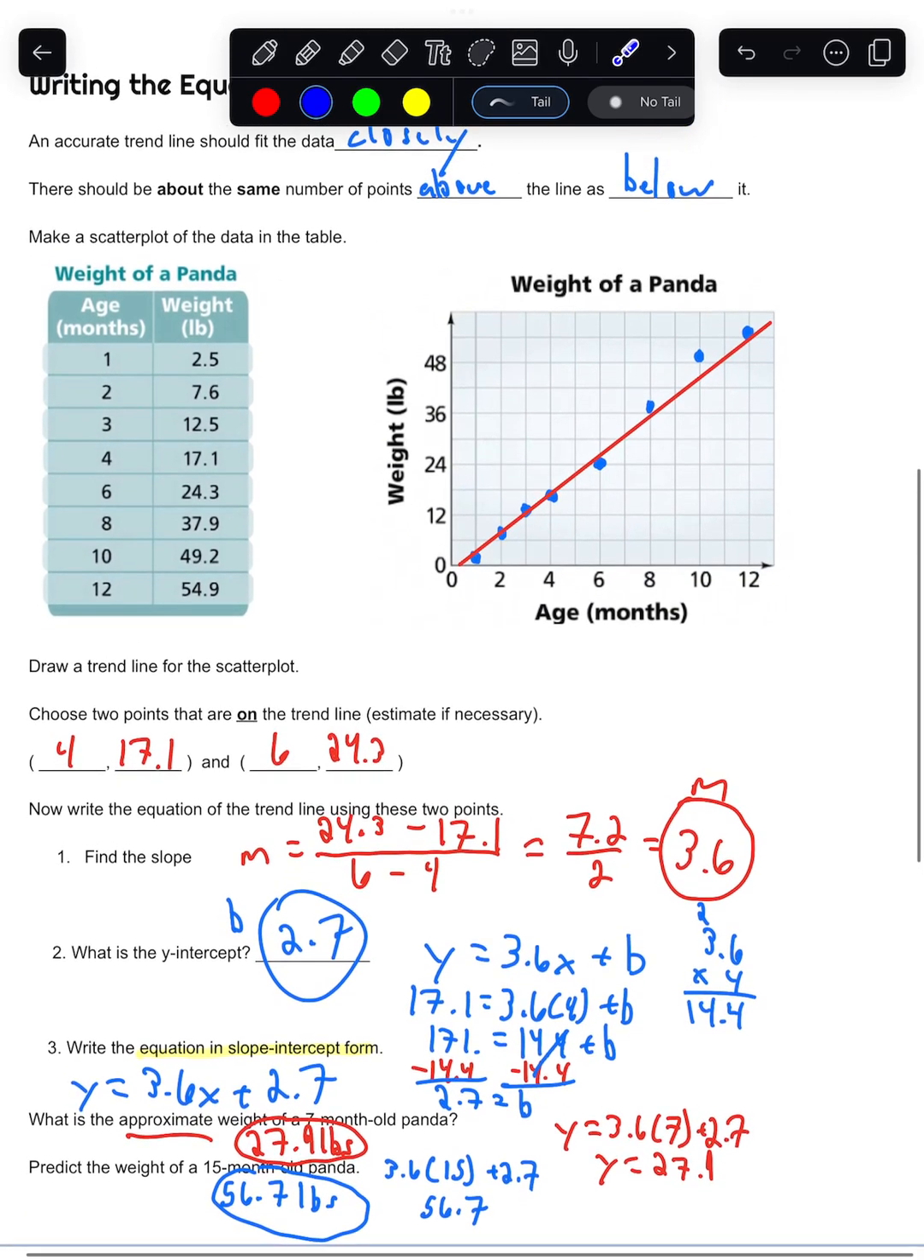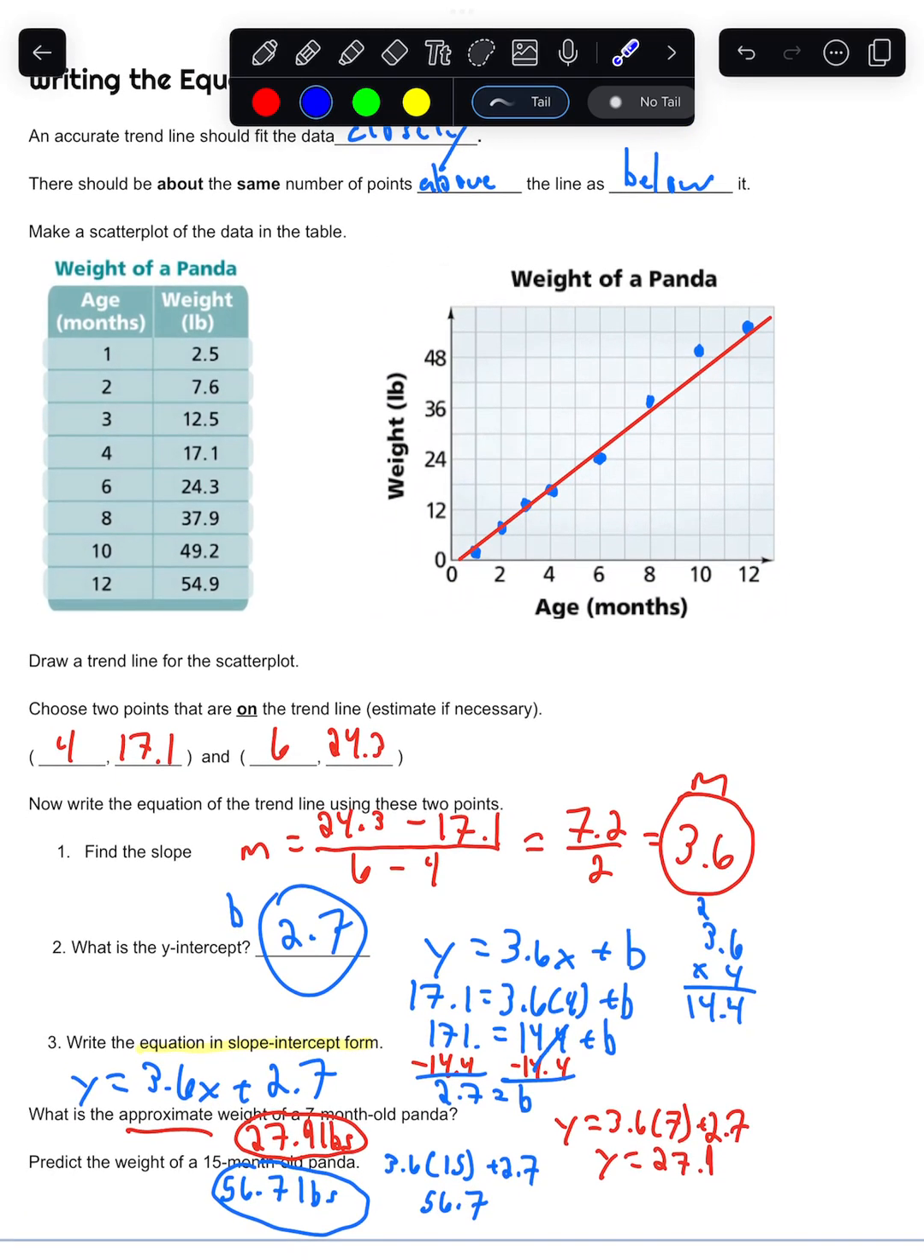Now let's see if those even make sense. So 7 months would be right here. If I follow my line up, somewhere right in there, we said it's going by 6, so somewhere right around 30. A little bit less, so somewhere right in there, that makes sense. And then 15 months would be over here somewhere. If I go up, is it going to be somewhere around 56.7? Yeah, probably, because 54 was right here. So yeah, my two answers make sense.